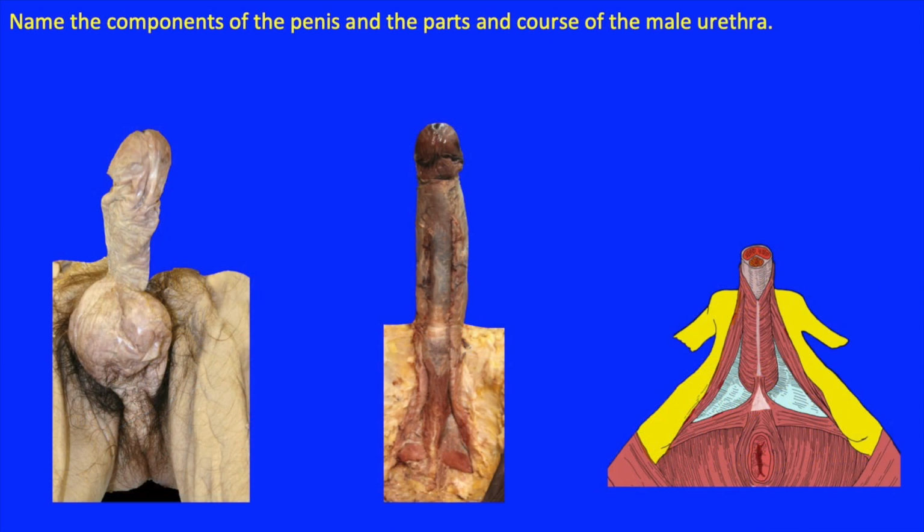We now move to examine the structures found in the urogenital triangle, first in the male, and these include the external reproductive organs. On the left is the penis and scrotum of a cadaver. In the middle is the penis after removing the skin, and on the right is a drawing illustrating the muscles of the urogenital triangle.